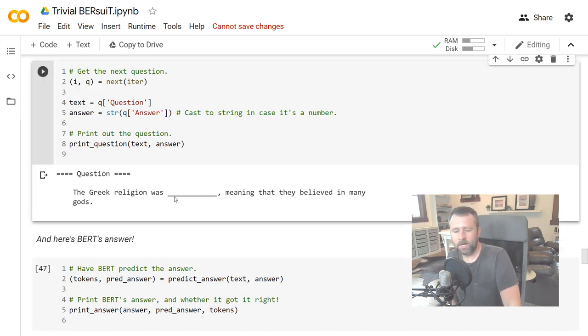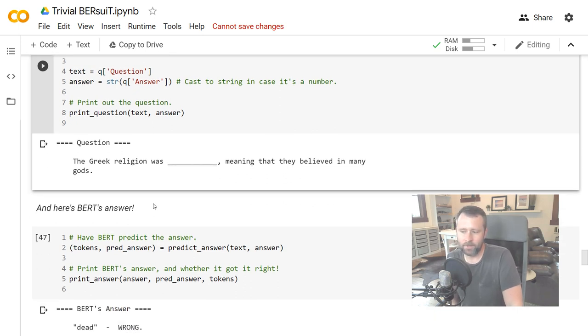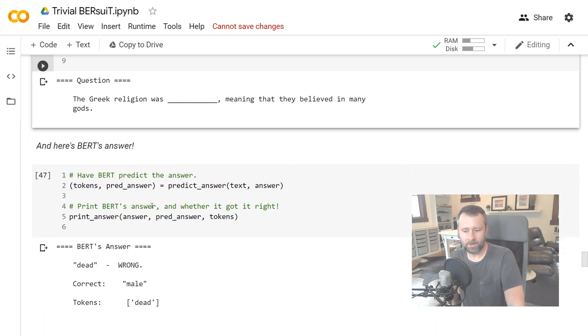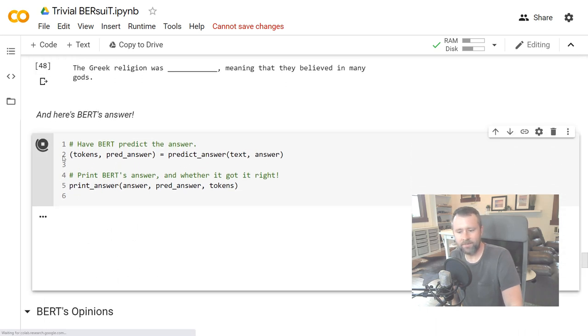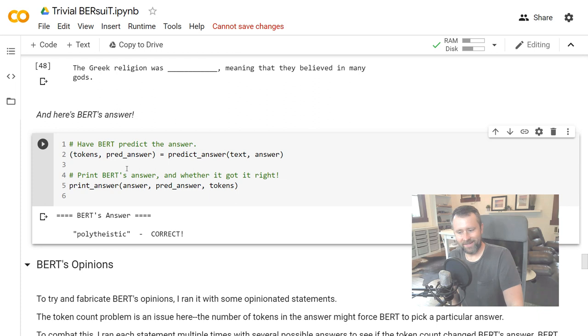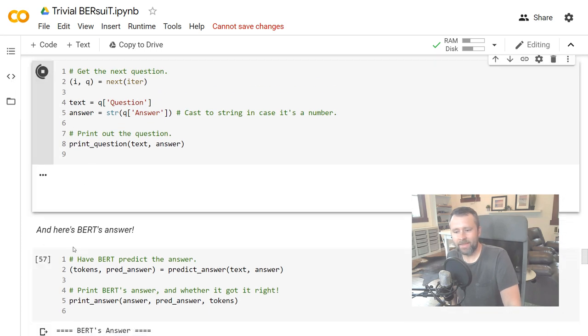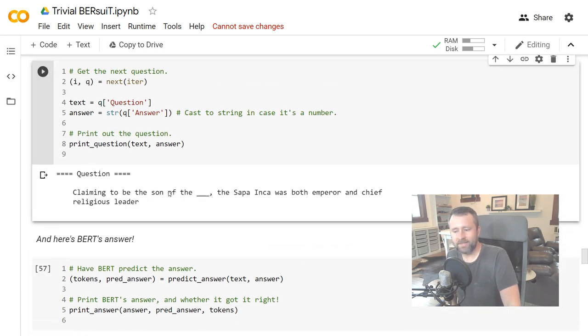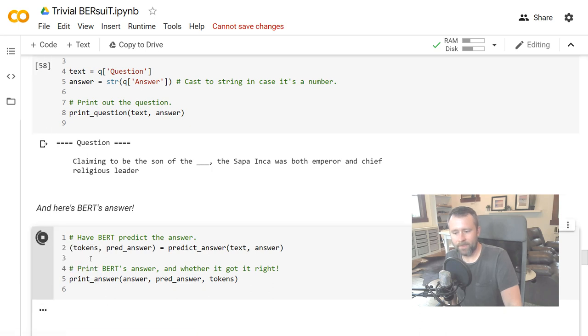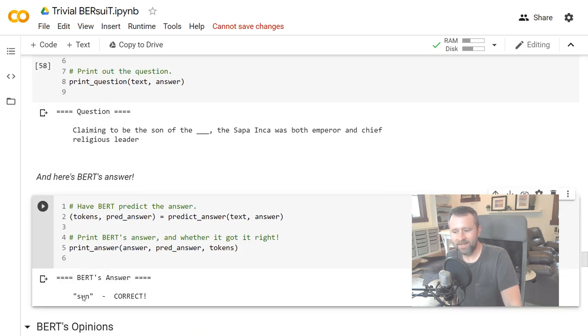The Greek religion was blank, meaning that they believed in many gods. So given the definition of a word, can Bert fill in what that word was? I bet it can. Polytheistic, yes. Claiming to be the son of the blank, the Sapa Inca was both emperor and chief religious leader. Sun, claiming to be the son of the sun. So it doesn't just know Greek history, it knows some South American history as well. Cool.